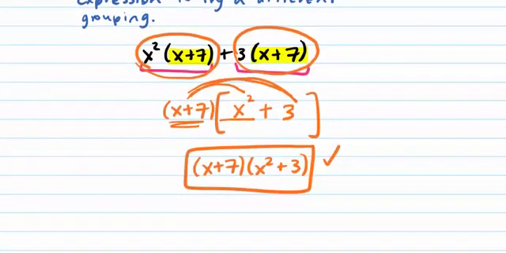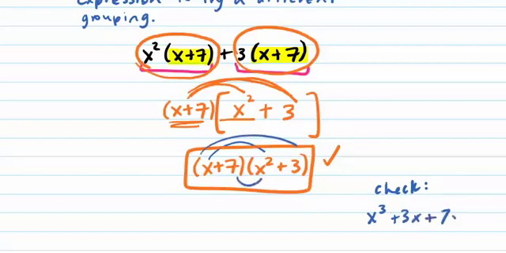And don't forget, you can always check. All you have to do is multiply this out. So that's the answer, but to check it, if I multiply this out, I get x cubed plus 3x plus 7x squared plus 21. I'm not going to scroll up, but that is the original expression. Remember, the order the terms are written in doesn't matter. So we got it right.